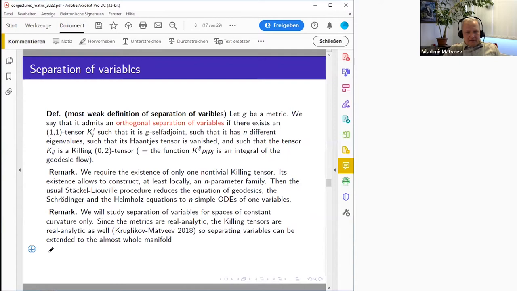But global results cannot be used separately, since our metrics are real analytic, Killing tensors are real analytic and can be extended to almost the whole manifold. So there is no difference between local and global study here.